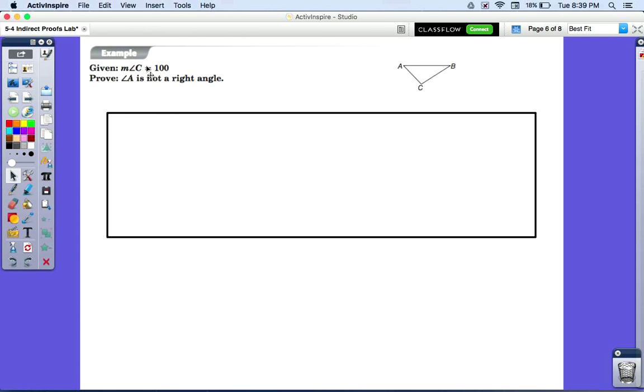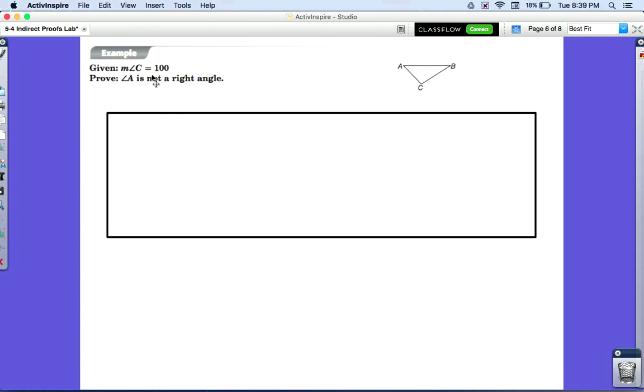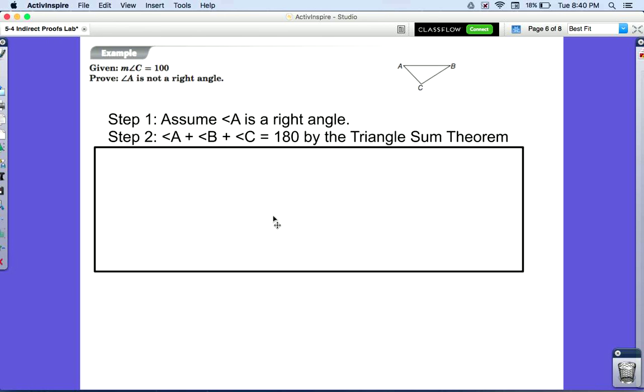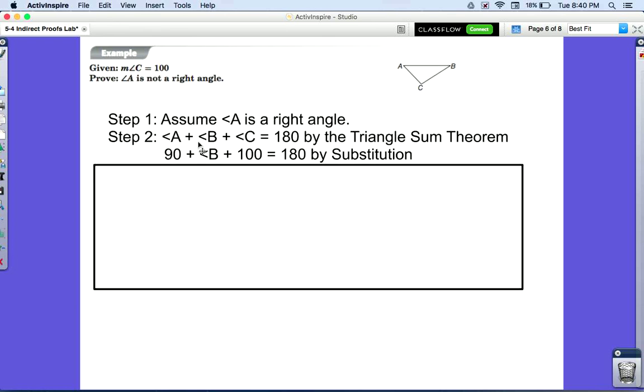So this first one says you're given that the measure of angle C equals 100. You're asked to prove that angle A cannot be a right angle. So first we have to assume that our proof is false. So we're going to first assume that angle A is a right angle. So if this is a triangle, that means that my angles have to add up to 180 by the triangle sum theorem.